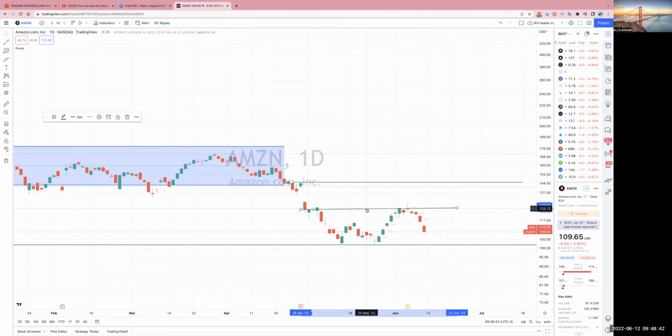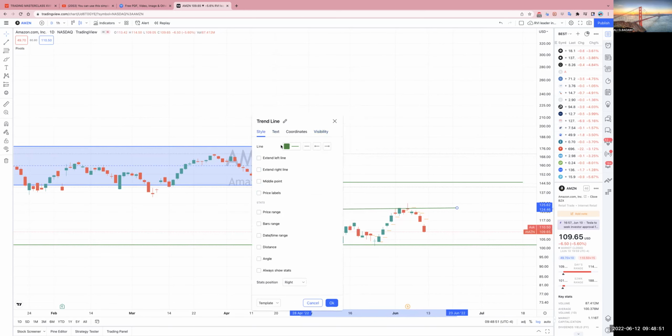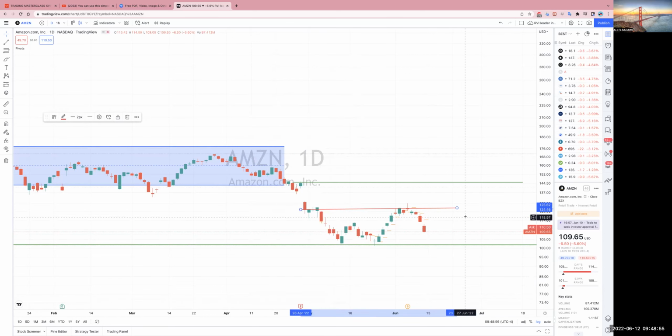Now, if we analyze the current situation, let's say we leave this one for now, and I'll give it a different color because I want this to be a red one here, as a resistance, and I want it to be at least like that. Again, I want you to understand that this right here is not an exact line, but it is a zone.